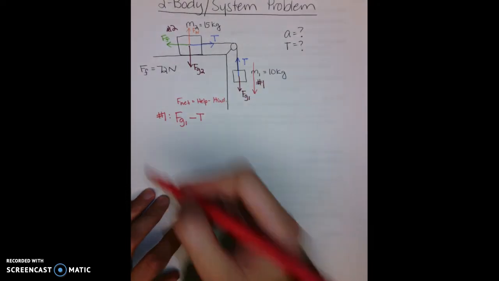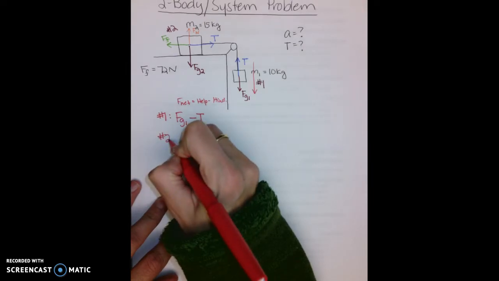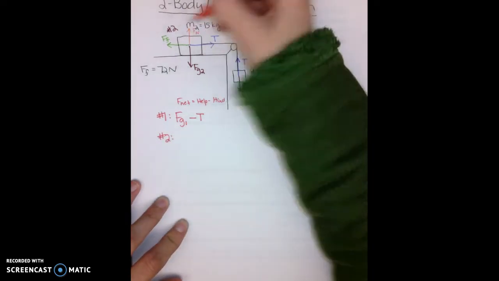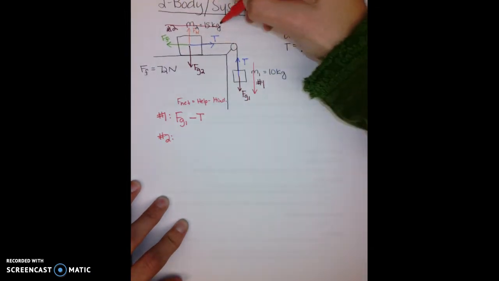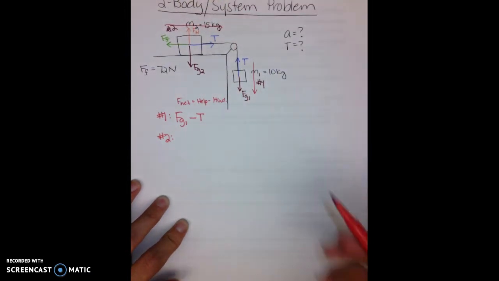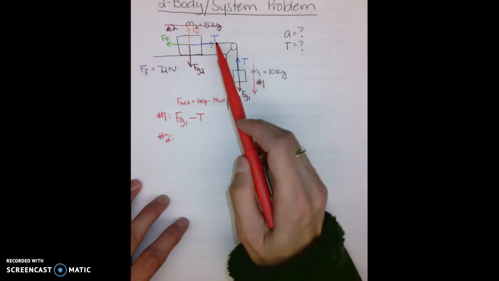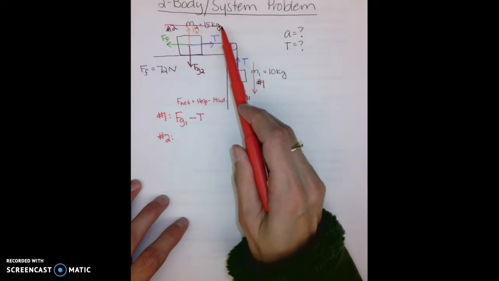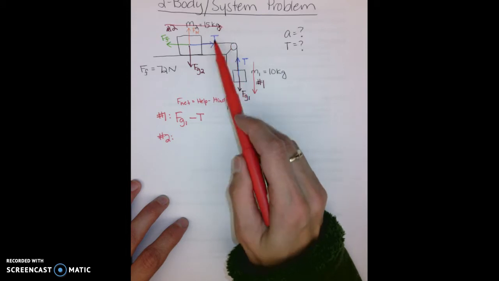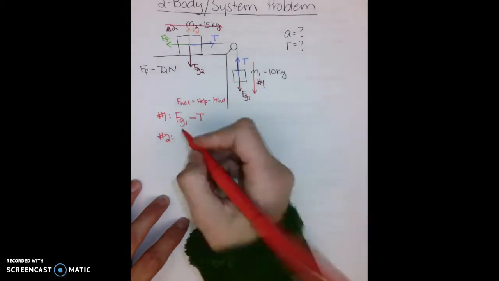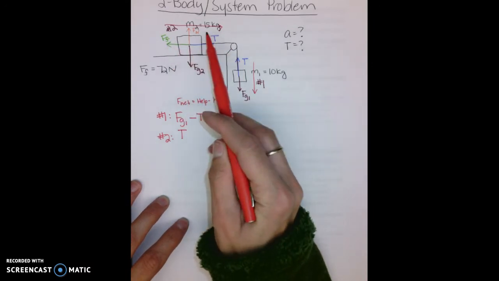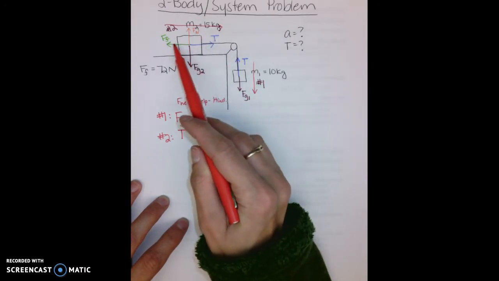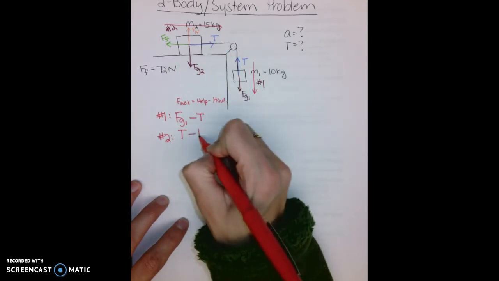Object number 2 on the tabletop isn't moving up and down. It's moving, or it would move, to the right. So what's my helping force here? Pointed in the direction of motion, my helping force is the tension. And my hindering force points opposite the direction of motion, so that would be the force of friction, minus the force of friction.